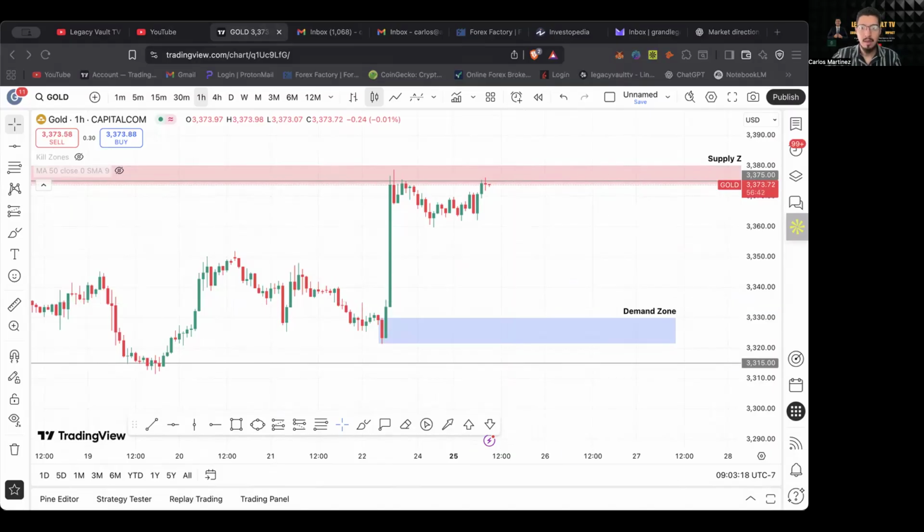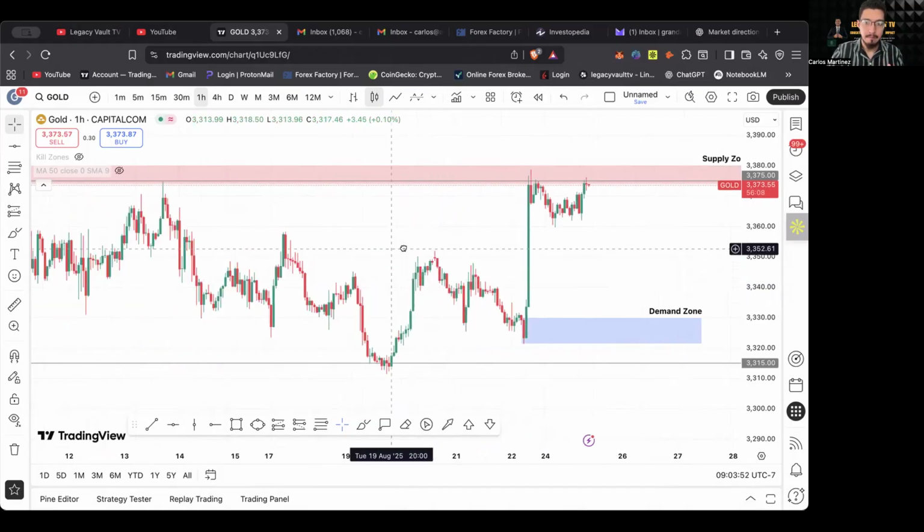Remember, guys, supply zones are an area where there's selling pressure. The selling pressure is strong. And typically it's a zone where there's big players that are entering or exiting the market and where imbalances exist or order blocks, just like I showed you guys here.